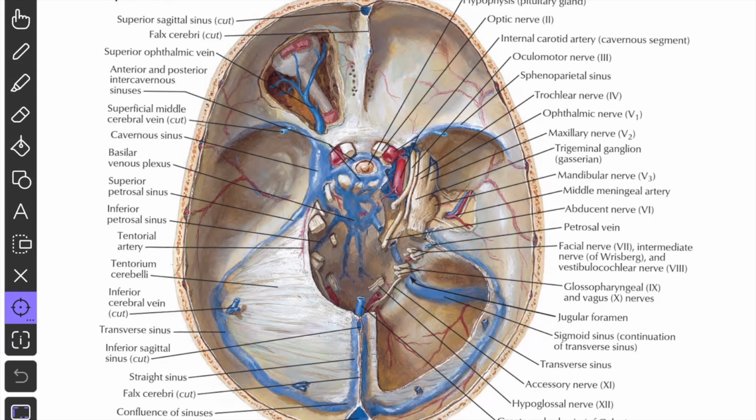When you see the tributaries of the sigmoid sinus, the first one is the mastoid emissary vein communicating with the posterior auricular vein. The second one is the condylar emissary vein connecting with the suboccipital venous plexus, the third tributary is the cerebellar veins, and the fourth one is the labyrinthine veins.